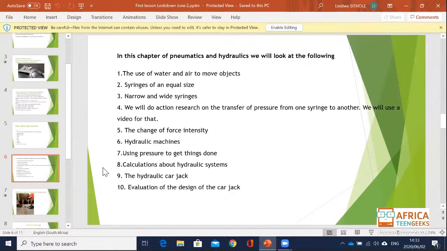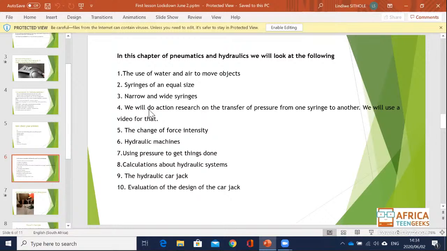Now, in this chapter of pneumatics and hydraulics, we'll look at the following. We'll use the same syringes and pipes that we used in grade 7, but we'll be adapting our knowledge of that into the industrial world, into the real world. We'll look at the use of water and air to move objects. Obviously, that is hydraulic, water, and air, pneumatics, to move objects. And we'll look at syringes when we connect a system, using syringes of an equal size, and narrow and wide syringes. So after we have seen syringes of an equal size, we'll also see syringes of an unequal size.